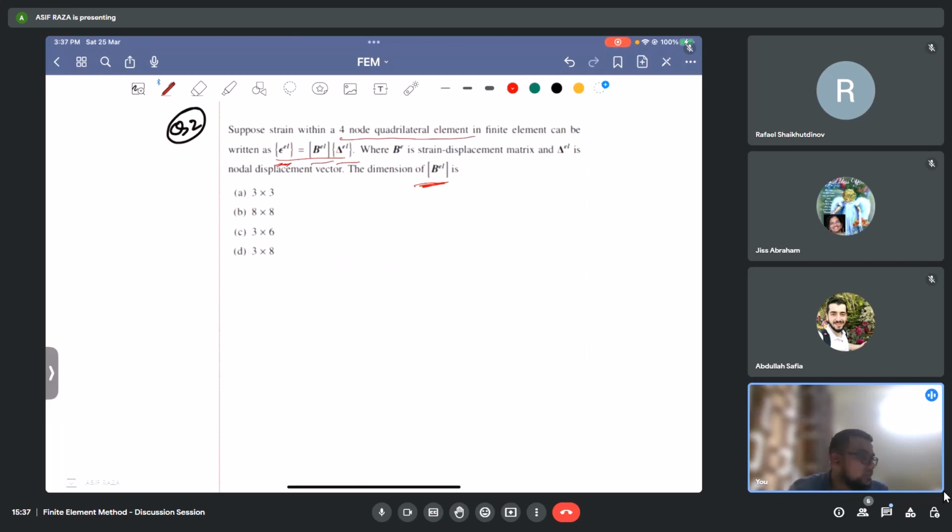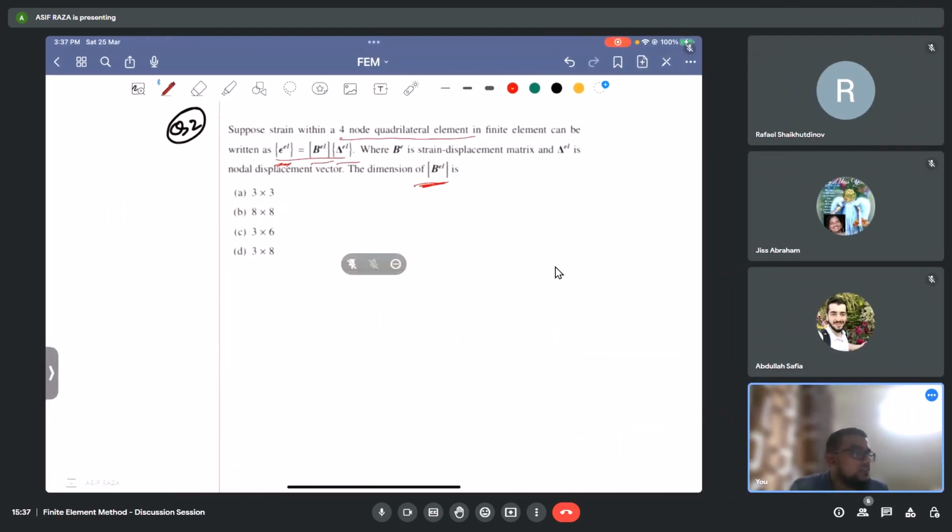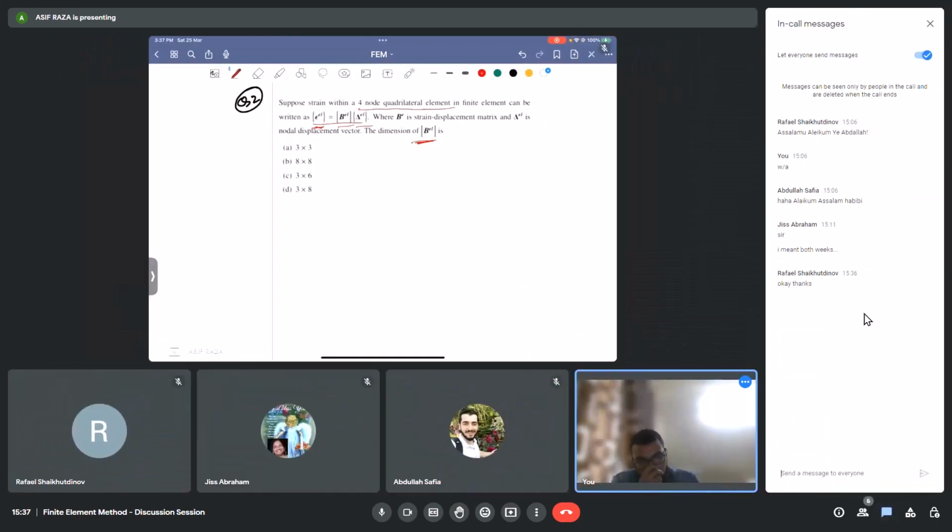This is quite easy if you know the dimensions of the other required stuff. So answers, please. Can anyone say? Do notice that our element in consideration is a four-node quadrilateral element. So what will be the dimension of the strain displacement matrix? Okay, guys are taking time. I'll just ask step by step.